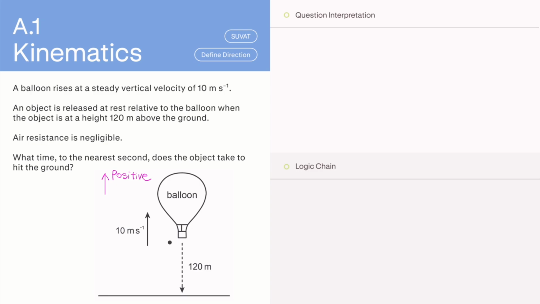Here's my diagram of the motion with upwards defined as the positive direction. This step is essential when working with vectors like displacement, velocity, and acceleration. Since the balloon in the question is moving upwards at a constant velocity of 10 meters per second, its velocity is a positive number in our sign convention. All right, let's read the question together.